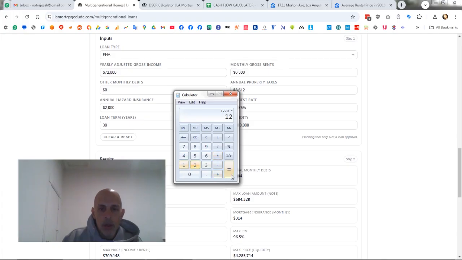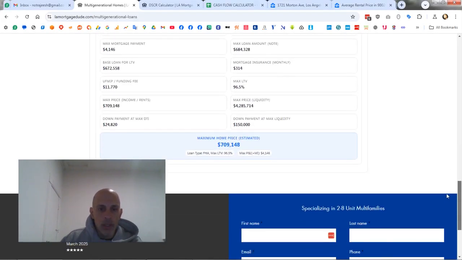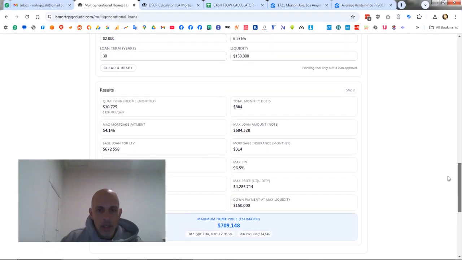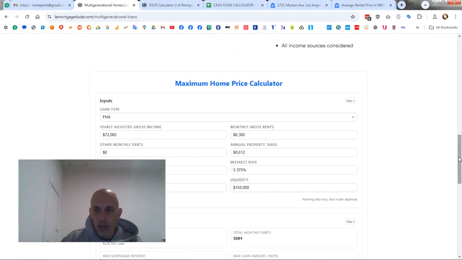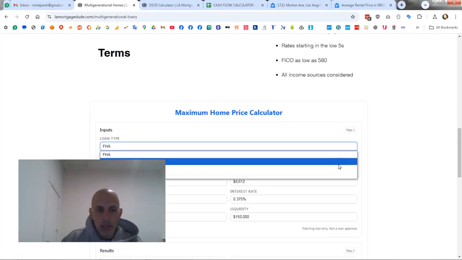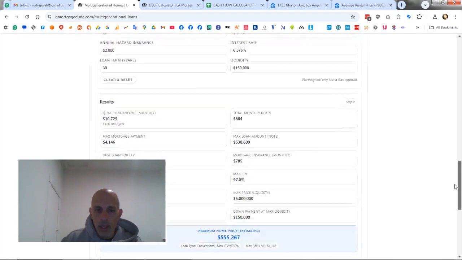So let's say times 12, 15,000 roughly plus 72,000 a year. And now your income is 87,000. You're earning 87,000 a year. And you, of course, get to write all this off. And this is with an FHA loan. If we go conventional, let's see what the numbers look like.